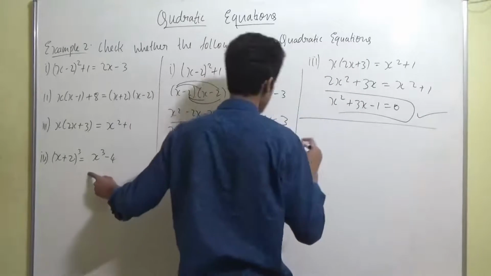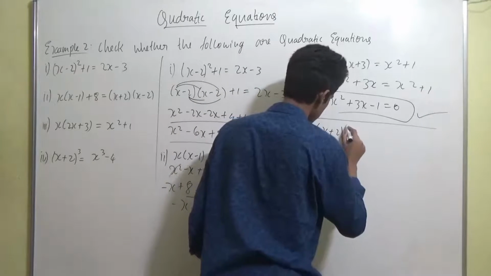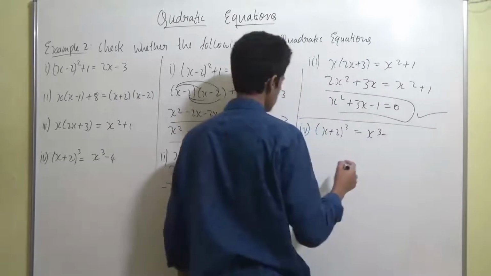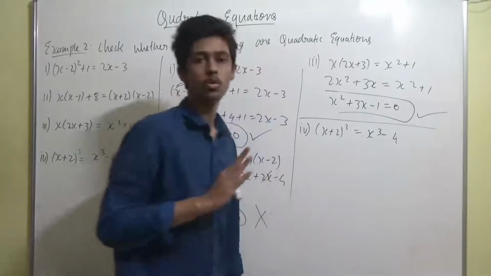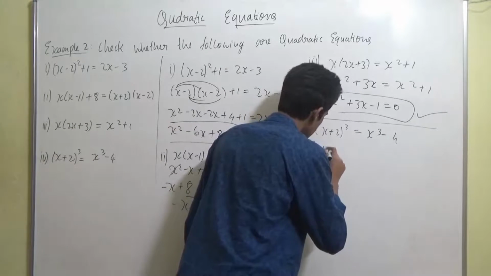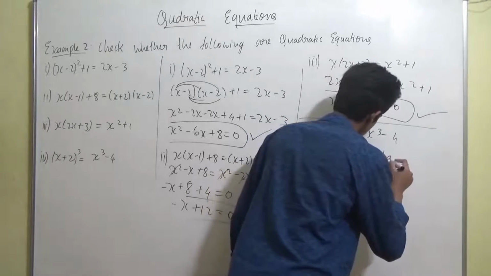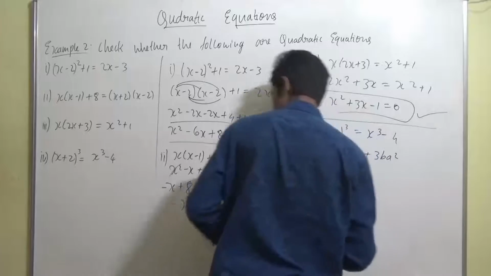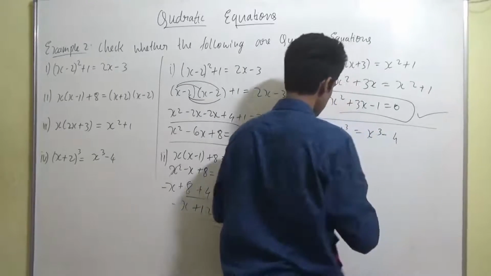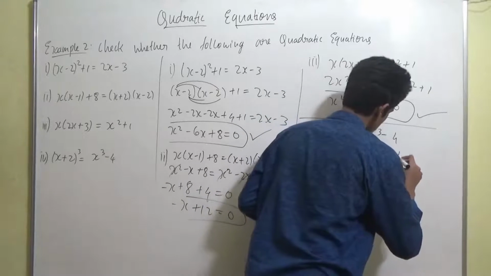Now let's go to the fourth sub question. The fourth sub question is x plus 2 the whole cube equal to x cube minus 4. So what is the a plus b the whole cube formula guys? It is a cube plus b cube plus 3a square b plus 3ab square. Correct? No. Just a minute guys. So it is a cube plus b cube plus 3a square b plus 3ab square.